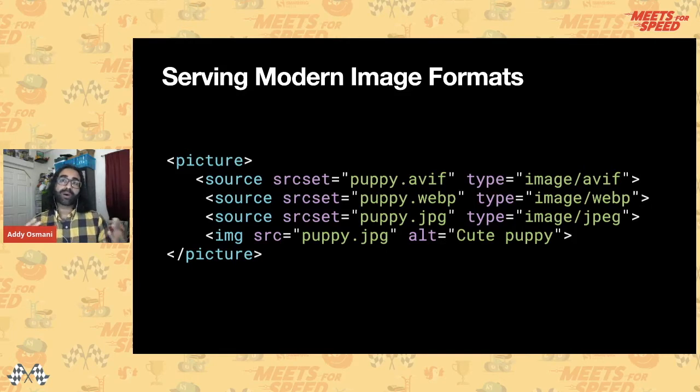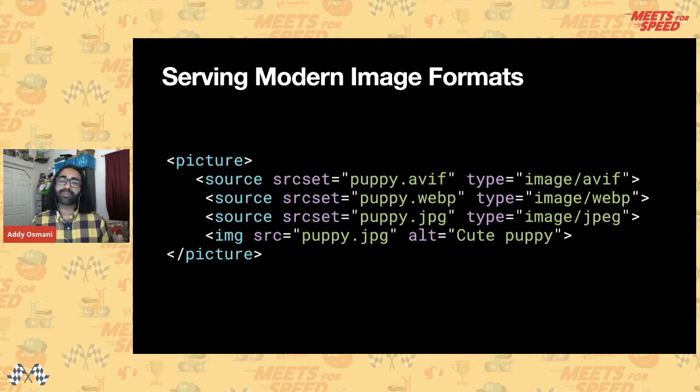Now, while responsive images may load different sizes of the same image, and art direction can load very different images based on the display, we can also take advantage of this mechanism so that the browser can choose which image format to display using the picture element. So picture supports multiple source elements and a single image element.